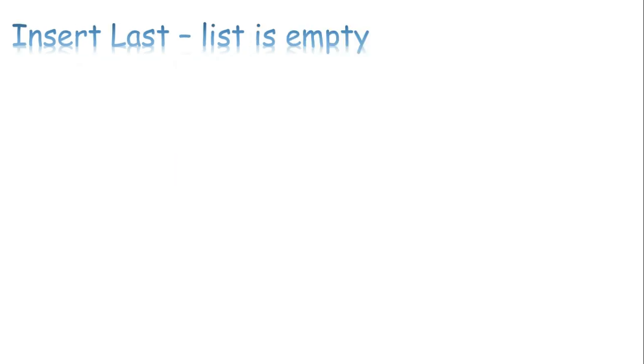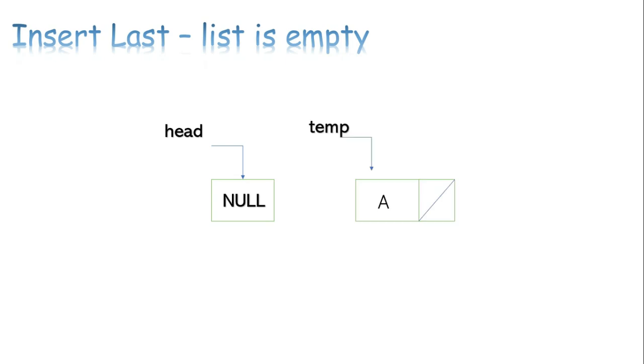When your list is empty and you have a pointer named head, then your pointer will point to null like this. If you wish to insert a node that consists of data A, pointed to by a pointer named temp, then you have to instruct the pointer head to point to temp. The instruction will be head.next equal to temp. By giving this instruction, our circular singly list will look like this.